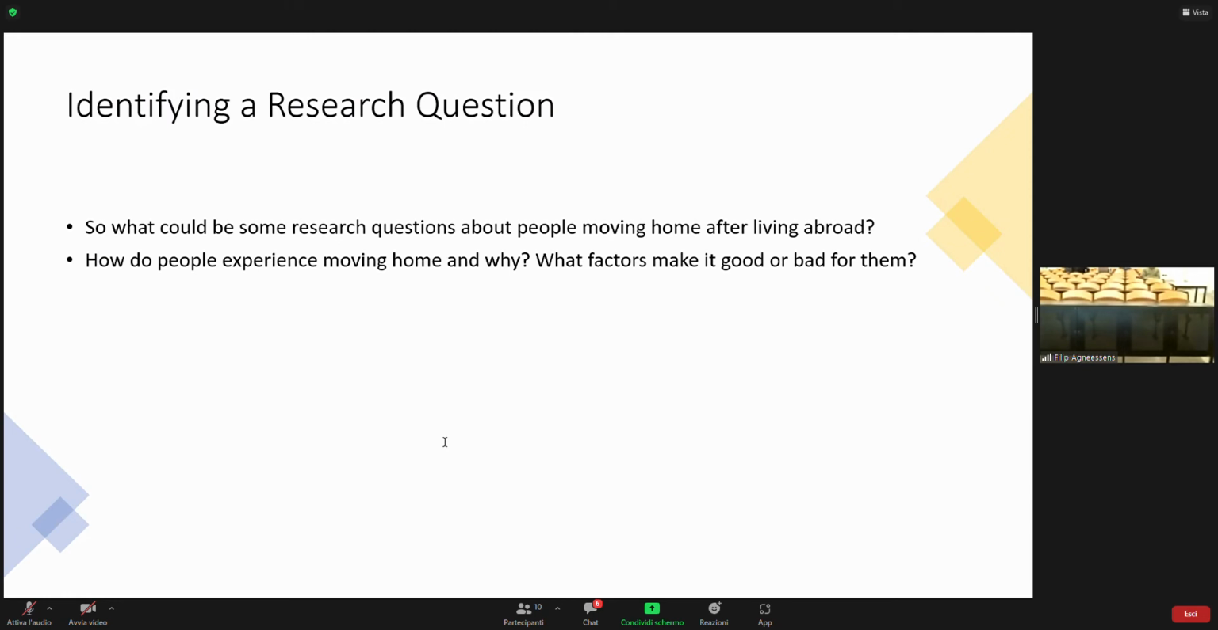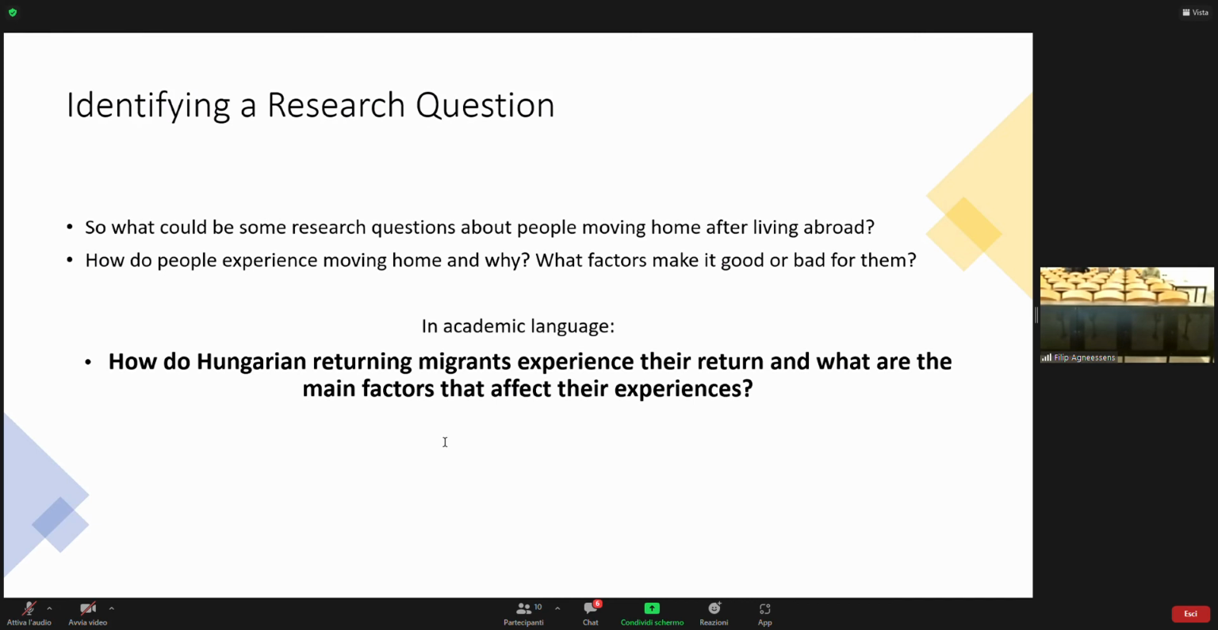And then once you have this idea in your head, then of course we have to translate it into academic language because we are doing academic research. So let's say today we will be looking at the question, how do returning migrants experience their return? Meaning, was it good or bad? And what are the main factors that determine whether it was good or bad?